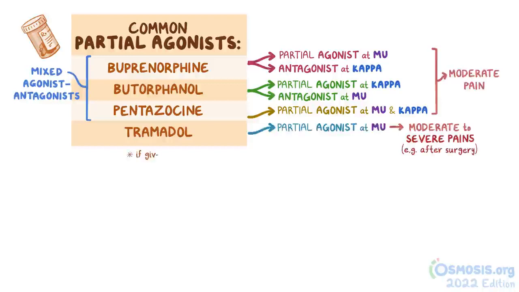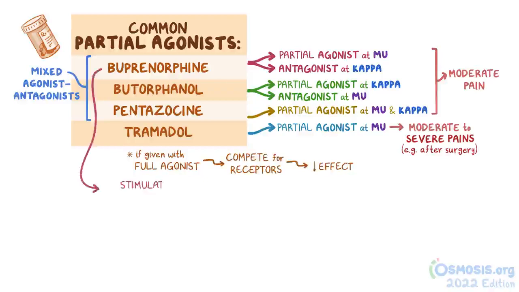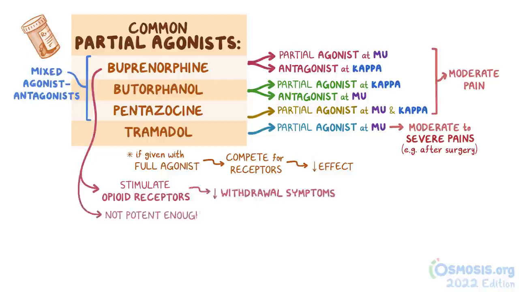Now, if these medications are given with a full agonist, they'll compete for the same receptors and decrease the overall effect. Now, this could be a good thing. As a partial agonist, buprenorphine can stimulate opioid receptors enough to decrease cravings and withdrawal symptoms in people with opioid use disorders. However, it's not potent enough to cause an overdose or trigger the euphoric feeling, which makes it a safer alternative to methadone.